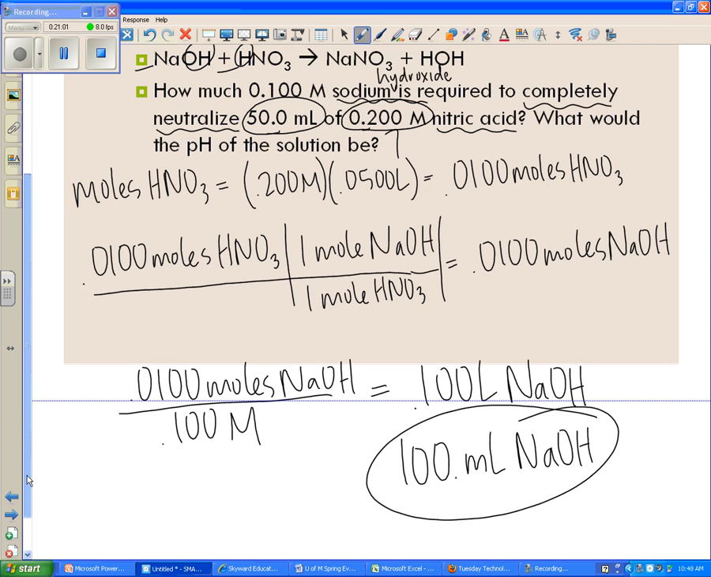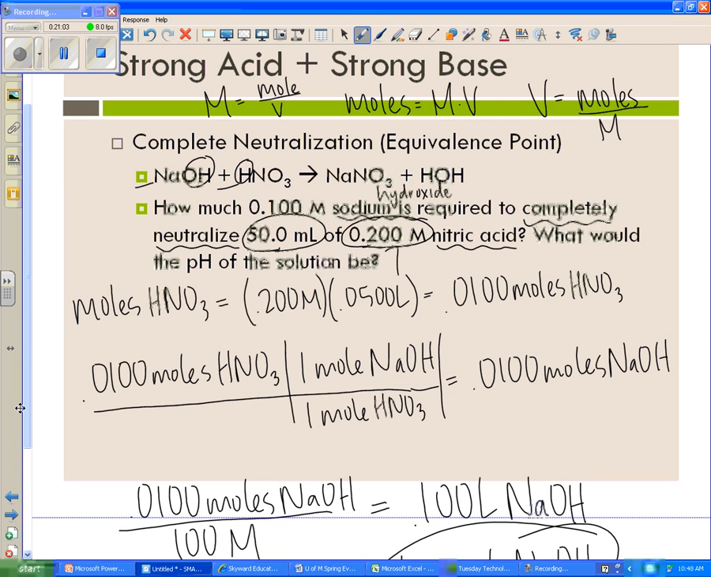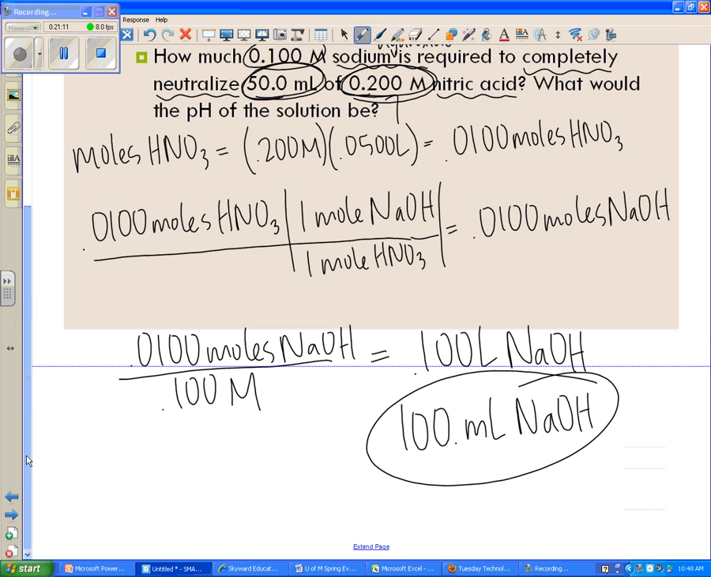Looking at significant figures, I've got 3 here, I've got 3 here, and 3 here. So I need 3 in my final answer. With 0.100 or 100 point, I have 3 sig figs. So it would take 100 milliliters of this sodium hydroxide to neutralize the 50 milliliters of nitric acid. And the pH would be 7. Questions?